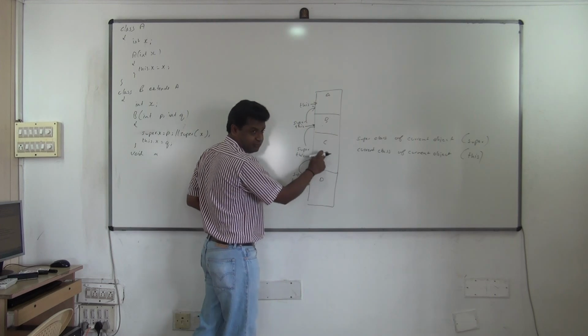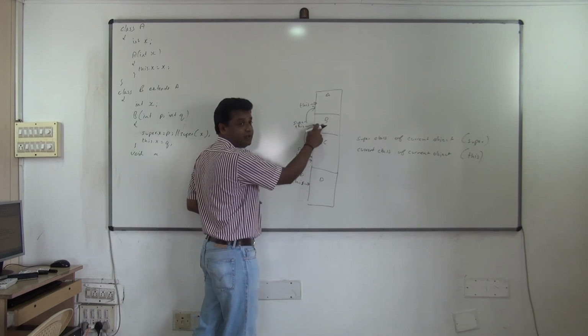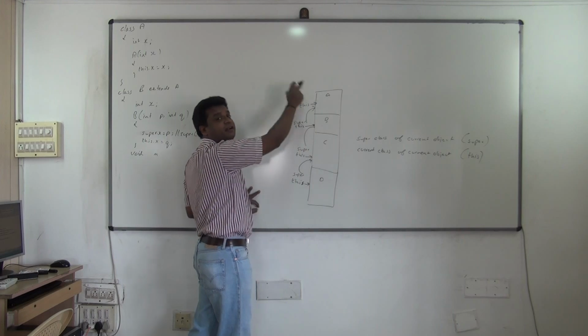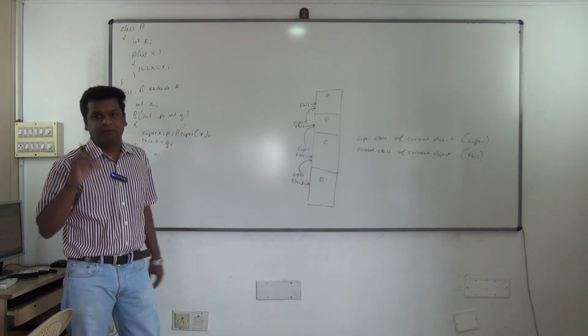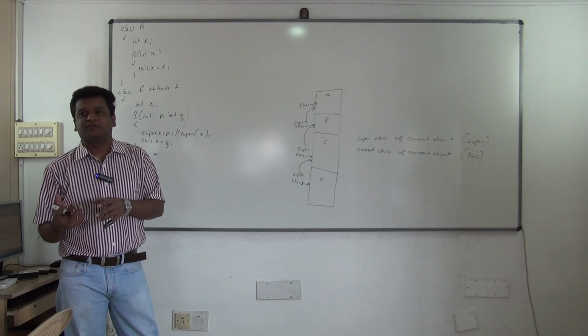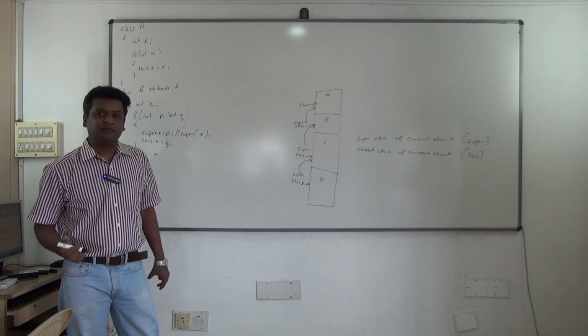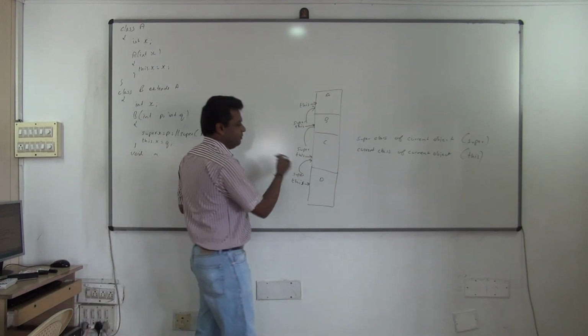By chance, if it is not available here, then it will look in class B. By chance, if it is not available, then it will look in class A. First preference is given to the immediate superclass. If anything is found in that superclass, it leaves it there. Supposedly, you'll be understanding here.